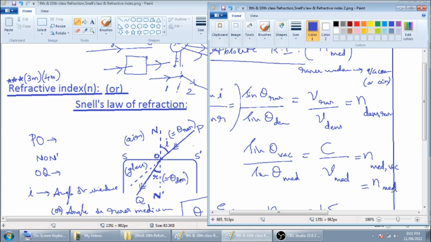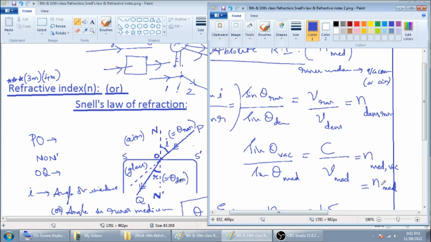The absolute refractive index of glass is what? C by V glass, velocity of light in the glass. The absolute refractive index of water, N water, is what? C divided by velocity of light in water, V water. So for any medium, glass means here we put glass, water means here we put water, kerosene means the absolute refractive index of kerosene, here we put kerosene. But the important thing is the numerator C will be there.